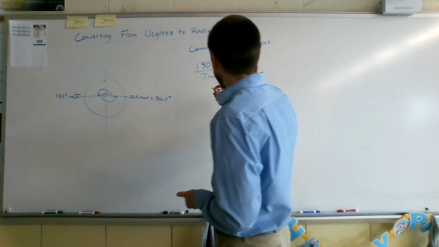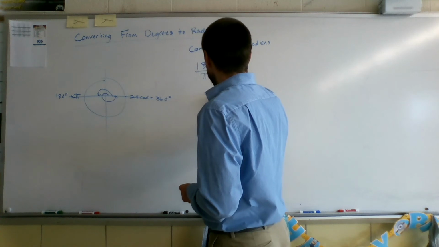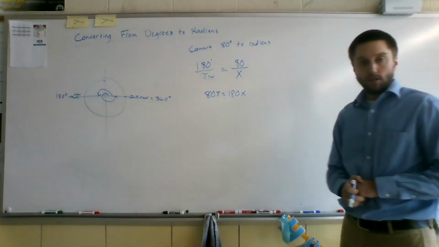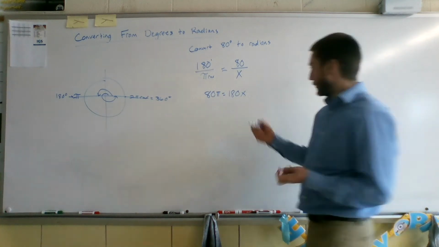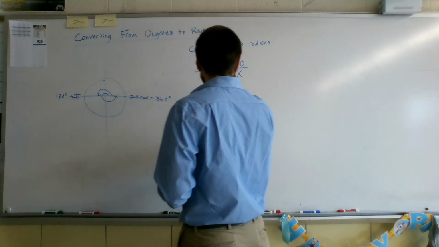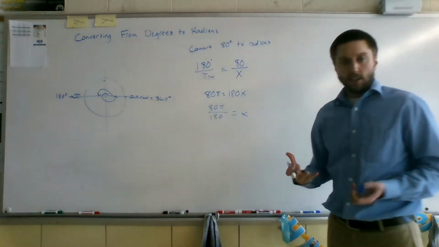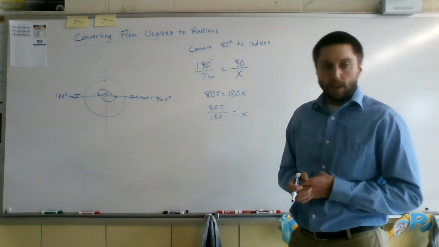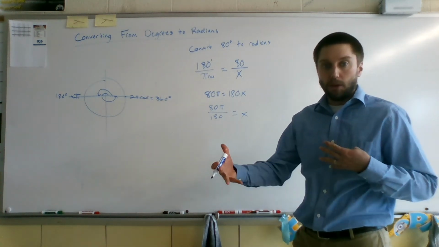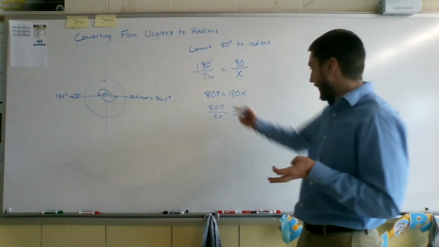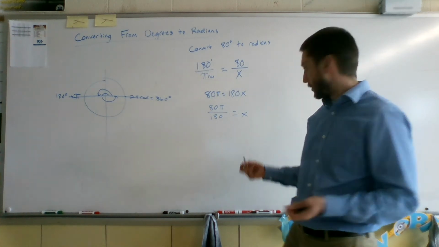All right, sweet. So I get 80 times pi equals 180 times X. Cross multiply, divide both sides by 180. So 80 pi over 180 equals X. And then you have to look at how the questions are worded. In Delta Math, they might switch it up. They might want a decimal. They might want an exact answer. So if they want an exact answer, that just means they want me to reduce this.